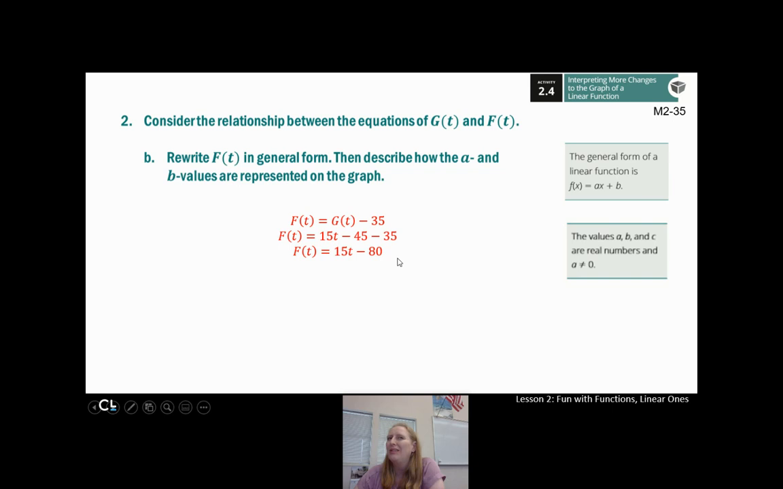Which again, you probably could have got from the graph, because you know that the a value is your slope, which we already knew was $15 per shirt, and the b value is your y-intercept, and happened at 0, negative 80, so that makes sense that that's where we ended up. Fair enough. It's also why you could have used the graph to find the function as well.